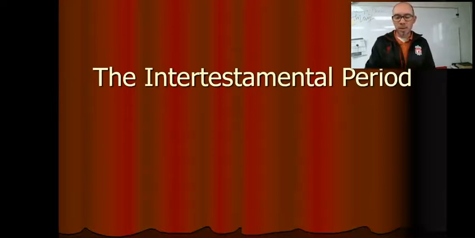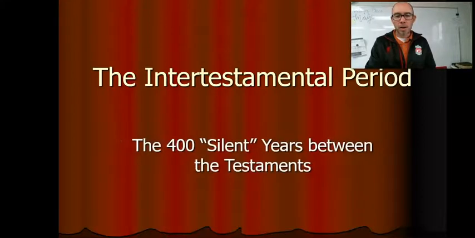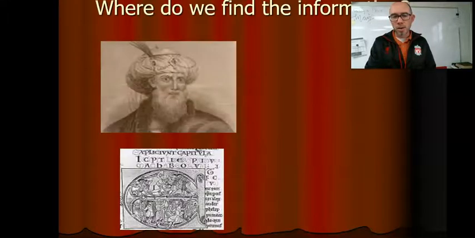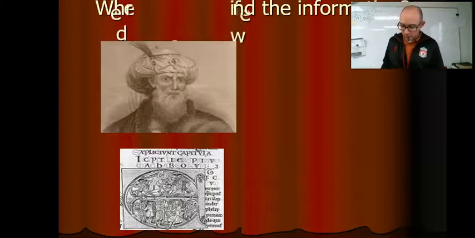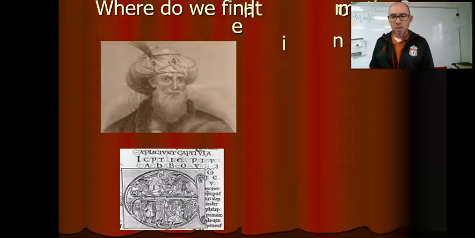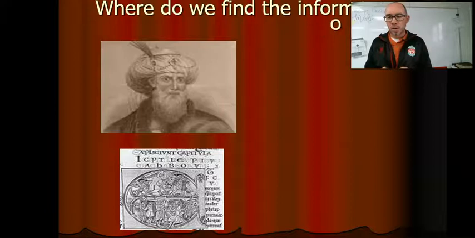Intertestamental period. That's a mouthful. Intertestamental, six syllables. What we're looking at are the 400 silent years between the testaments, or at least prophetic witness. That's what we're talking about in terms of silence. So there are a lot of things going on during that period. I've got a couple of books here that are main sources for the information. One of them here is called the Apocrypha.